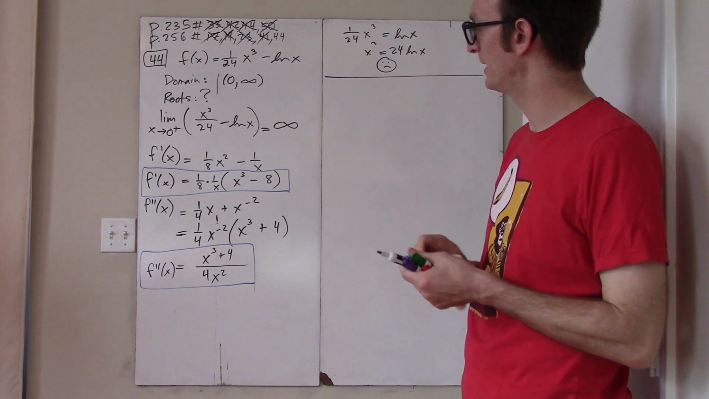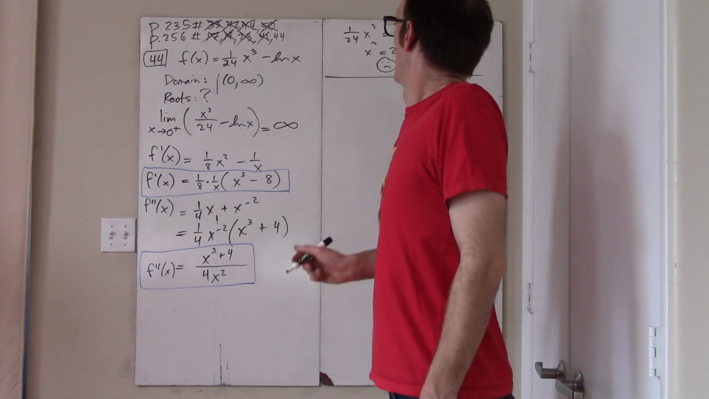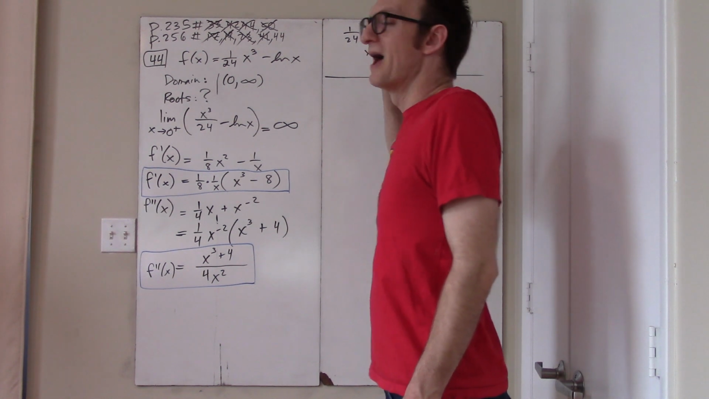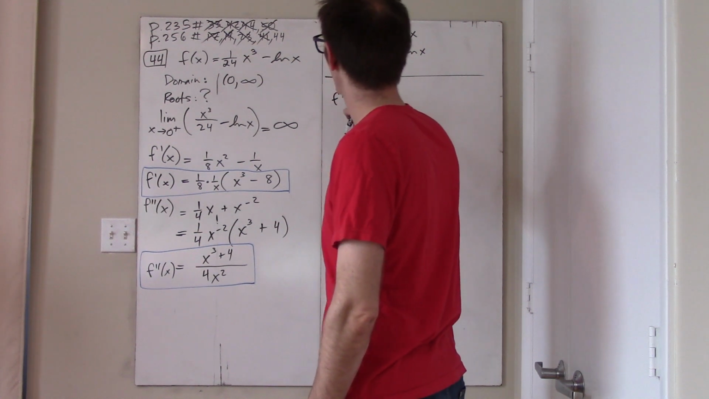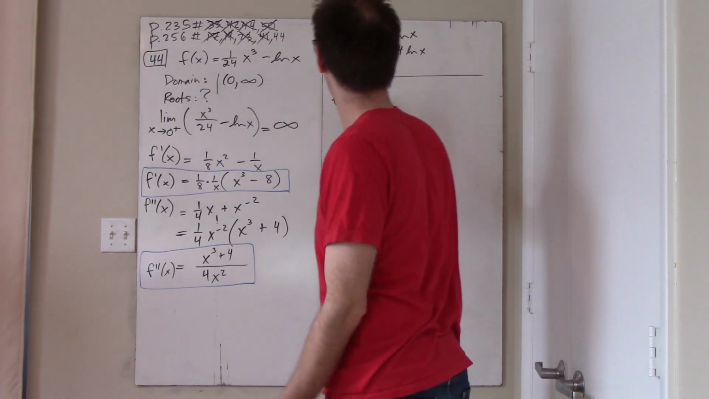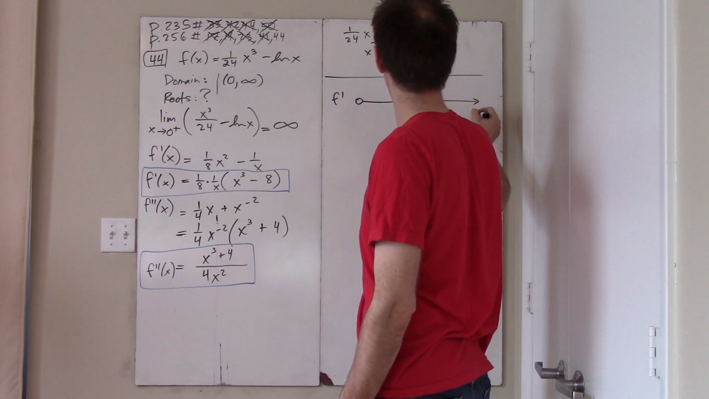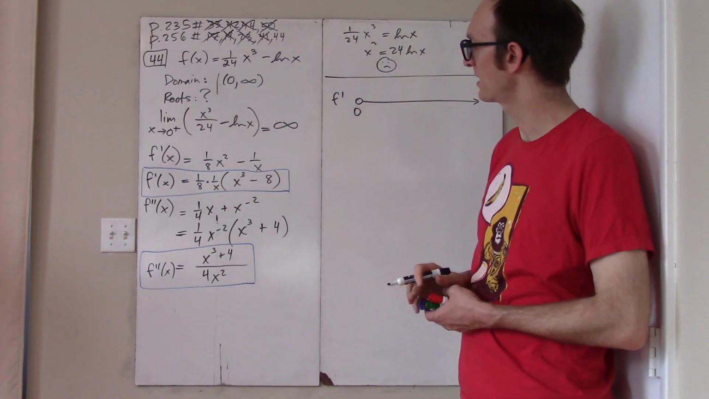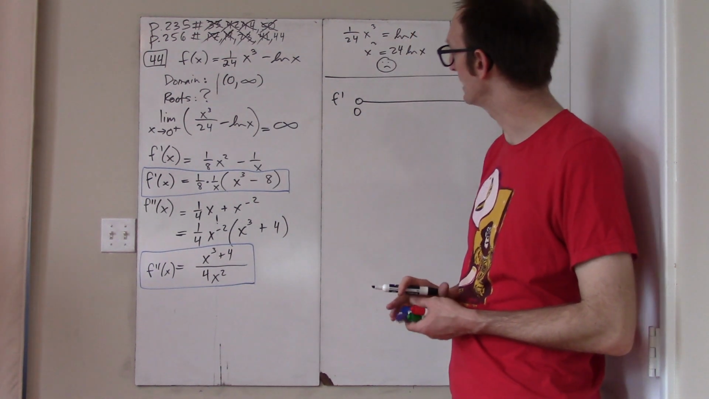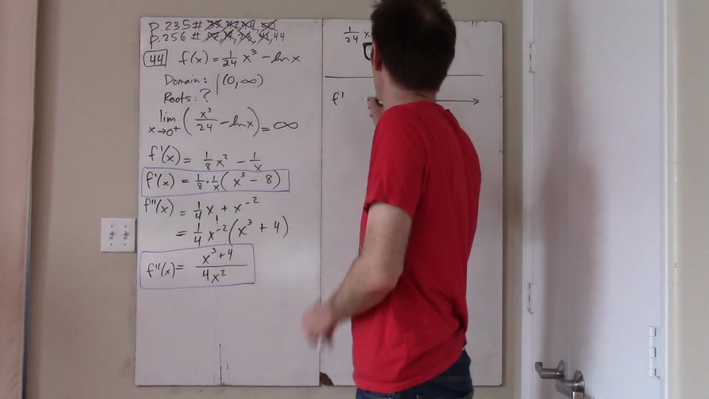And let's make the sign chart. f, I don't know how to make the sign chart for, so I won't. f prime, and I also observe that I only start counting at 0. So this is 0. When does this change sign? So actually I don't want to do that yet.